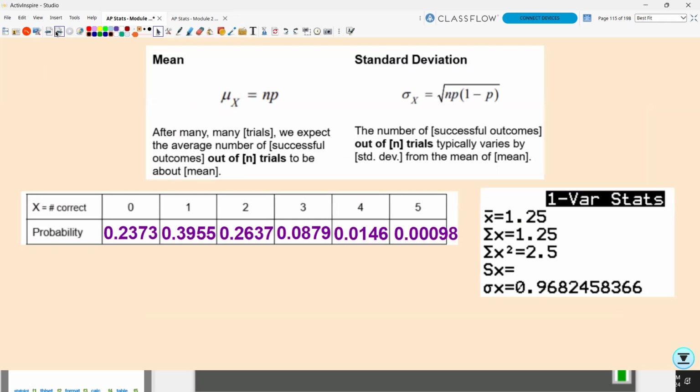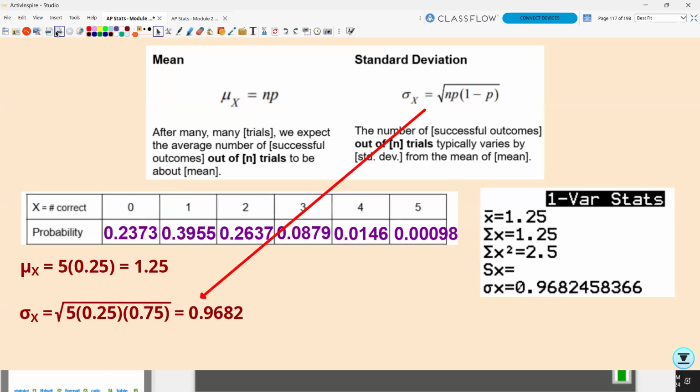So let's verify the mean and standard deviation. Our mean formula was the number of trials times the probability of success. We got 5 times 0.25, which is 1.25, the same thing our calculator said. For our standard deviation, the square root of 5 times 0.25 times 1 minus p, which is 0.75. If you multiply all those together under the square root, you'll get about 0.968, which is the same thing our one-variable stats said. So everything checks out.